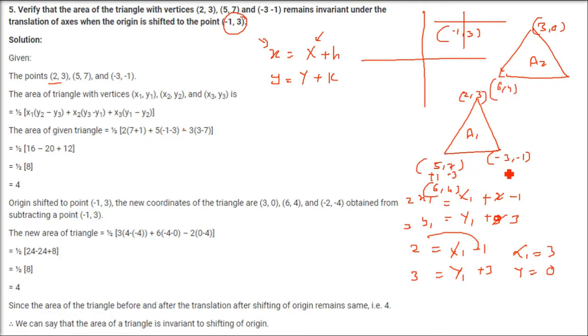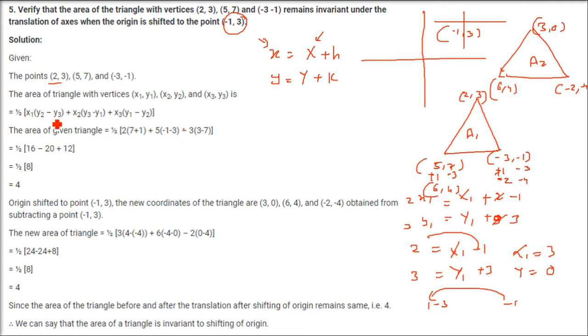Now for (-3, -1): -3 minus (-1), that is plus 1, so -2. So X is -2. And then -1 minus 3 is -4. So this will be (-2, -4).